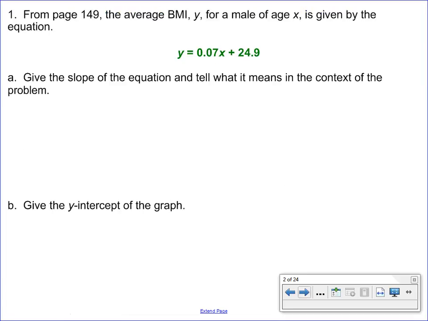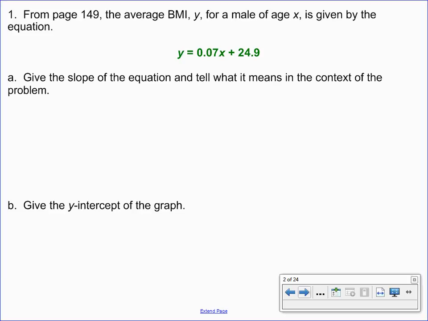From page 149 in your text, the average BMI y. What does BMI stand for, Adam? Yeah, body mass index. y for a male of age x in years is given by the equation y equals 0.07x plus 24.9. We'll give the slope of the equation and tell what it means in context of the problem.